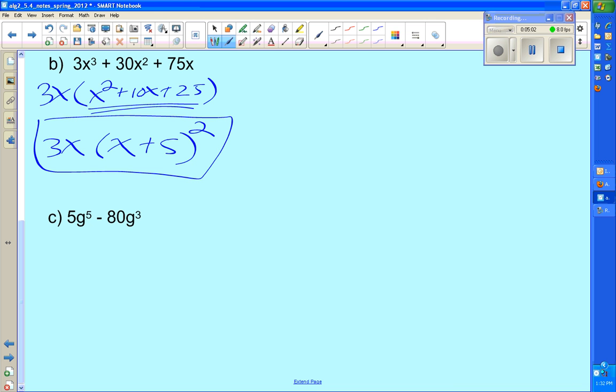What's in common? 5g to the third, leaving you with g squared minus 16. If you only pull out a g or a g squared, then this is still going to have more g's that are in common. You've got to keep pulling them out. And then g squared minus 16.